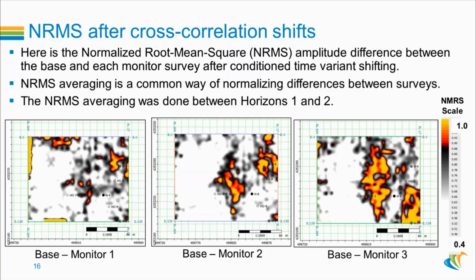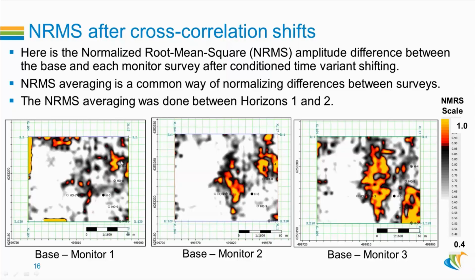NRMS is simply the normalized root mean square average. It's a common way of normalizing differences between surveys, and we did the averaging between horizons 1 and 2. Obviously, you'd get different results depending on where you did the averaging, but we felt that was a reasonable zone to look at the averaging.